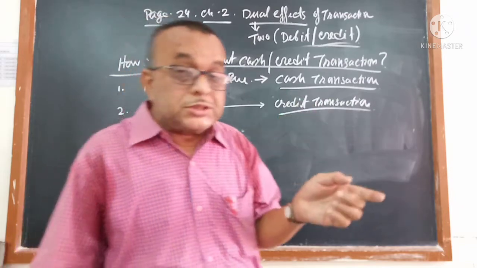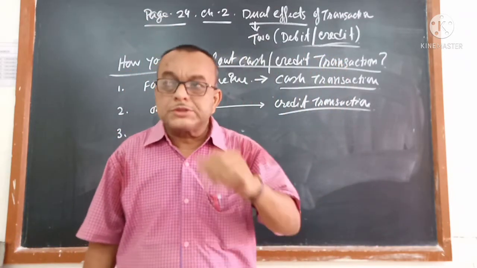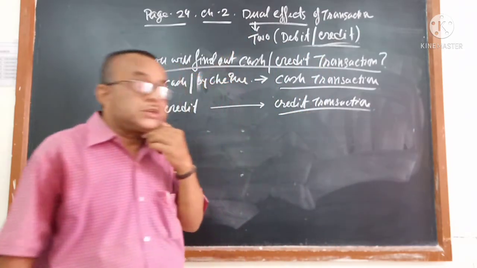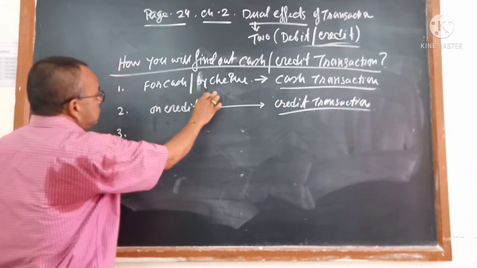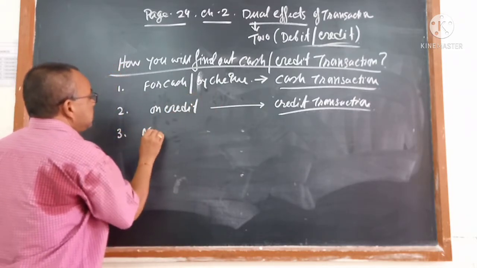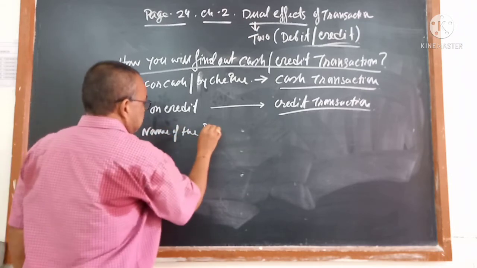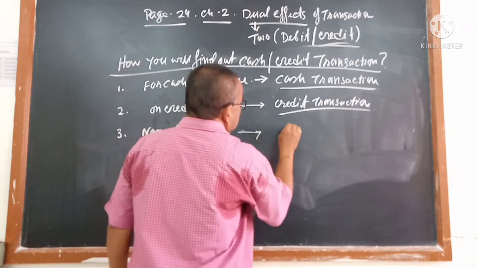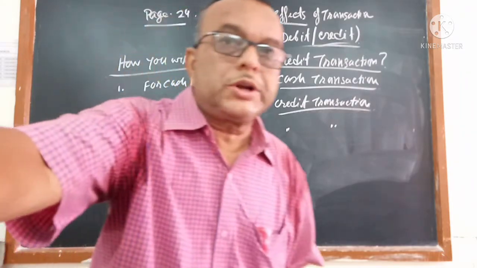किसका साथ आपने ट्रांजैक्शन किया था? वो पार्टी का नाम it is given. If name is given of this party, then this transaction should be considered as a credit transaction. Cash is not there, check is not there, on credit is not there, but the name of the party is given, then it is called credit transaction. Do you understand what I said?